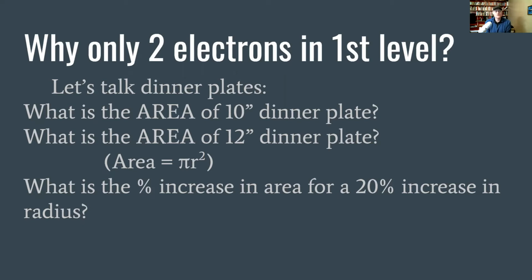If you were to calculate the area of a 10-inch diameter dinner plate and a 12-inch diameter dinner plate, what percent increase would you get for that 20% increase in radius? Because if we go from a 10-inch plate to a 12-inch plate, that's a 20% increase in radius. What happens, though, to the area because of that? Take a moment to calculate the area of each, and if you can as well, determine the percent increase for the area.